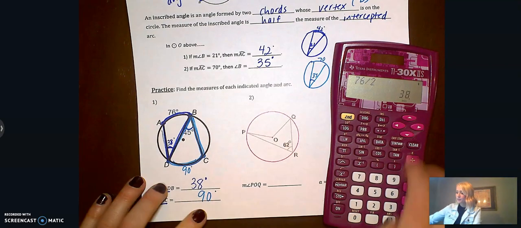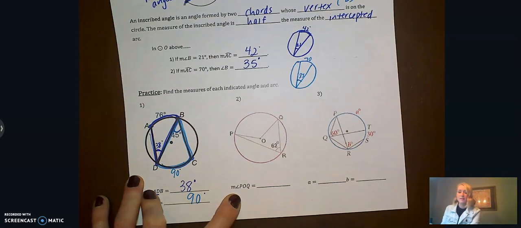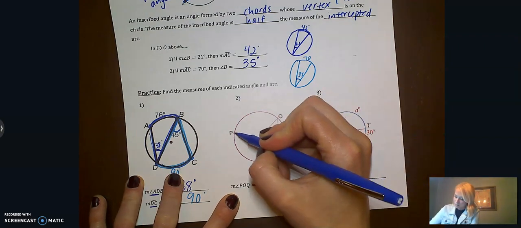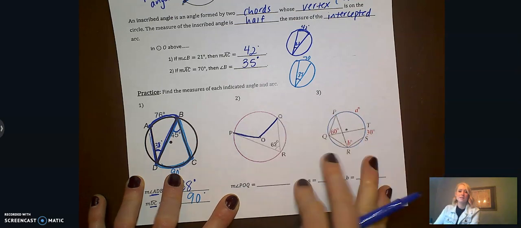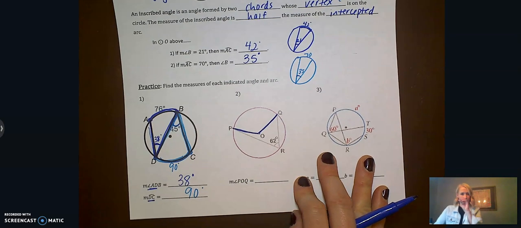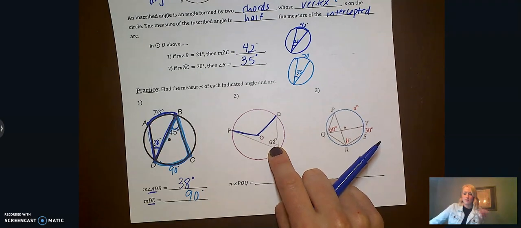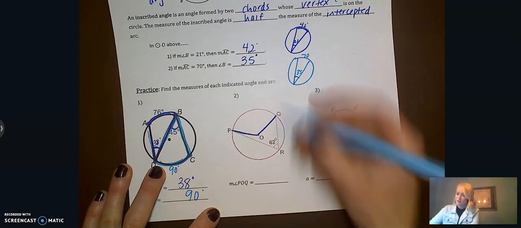All right, for example 2 then, so I only want to find one thing on this picture, and it's the measure of angle POQ. So find it first, POQ. I like these because it's like a puzzle. You just got to piece everything together. Obviously, you have to use this 62 they give you. That's the only measure that I have, and it's the measure of an inscribed angle.